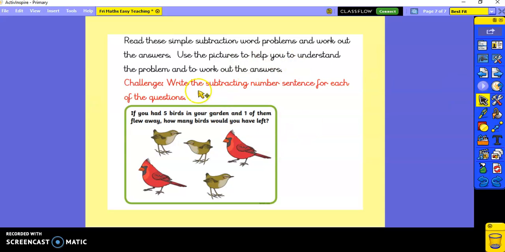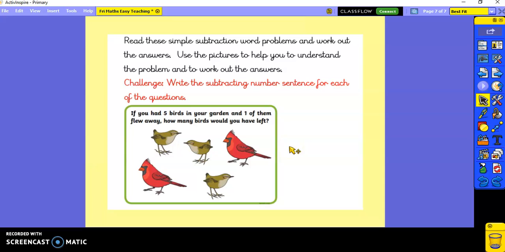So your problem today is really similar layout to yesterday, where we've got the instructions at the top. Read these simple subtraction word problems and work out the answers. Use the pictures to help you to understand the problem and work out the answers. Challenge, write the subtracting number sentence for each of the questions. So you've got your question at the top, and then you've got some pictures to help you, and you will just cross out and take away however many have disappeared in each question. And you could write your number sentence over here.